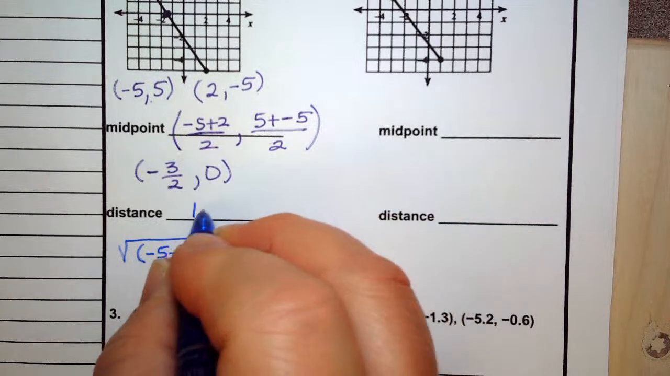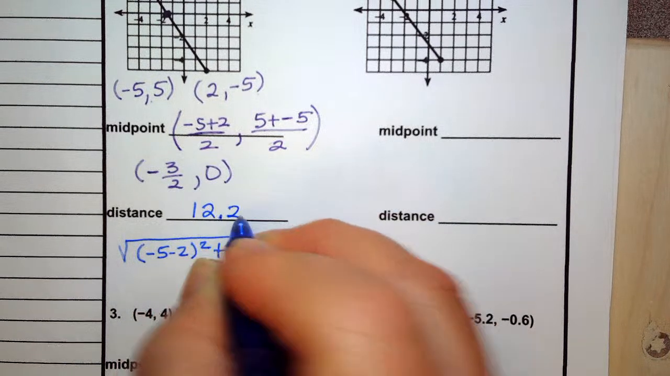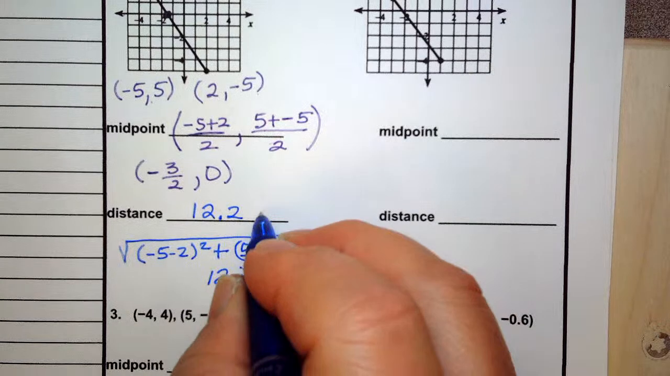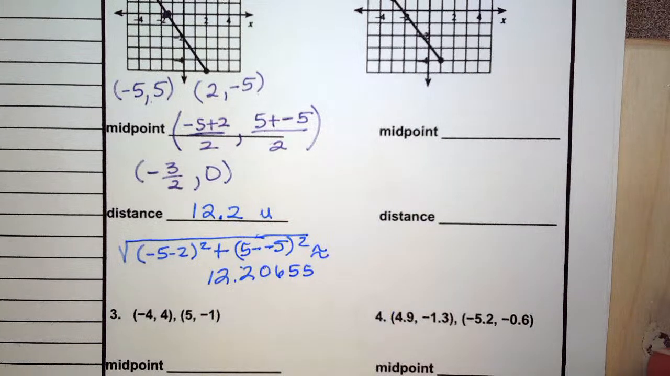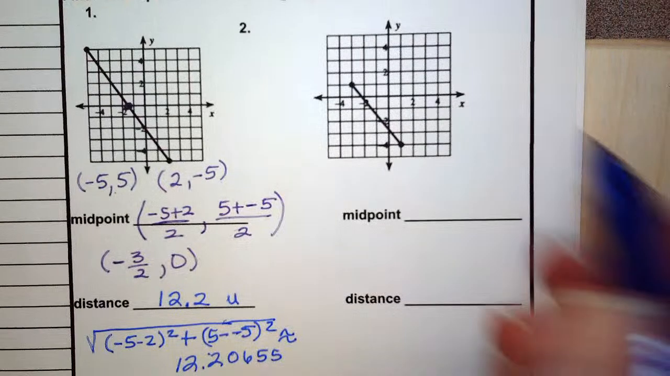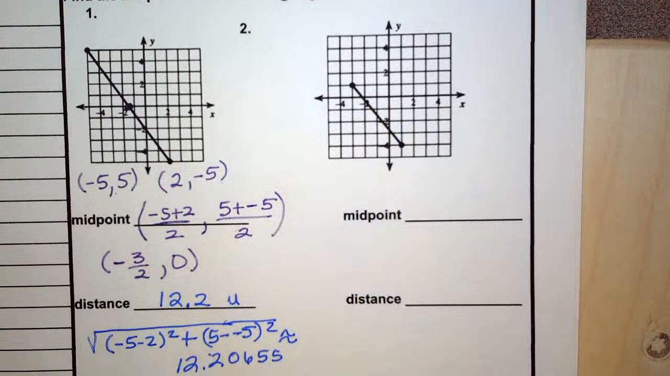So this is approximately 12.2. We don't know what the units are, so we just put a U for units. Okay, see if you can do the midpoint on the next one.